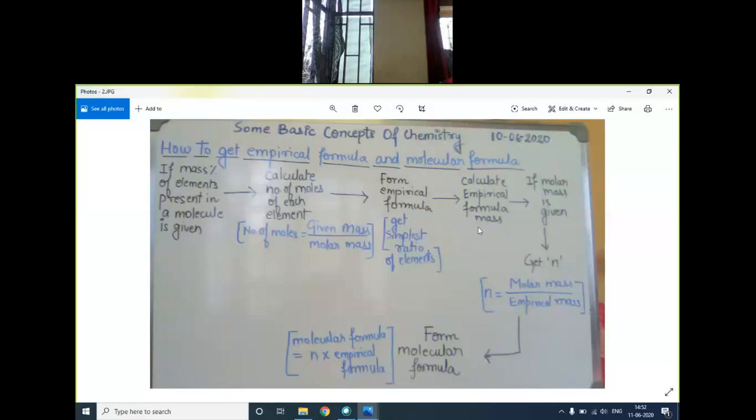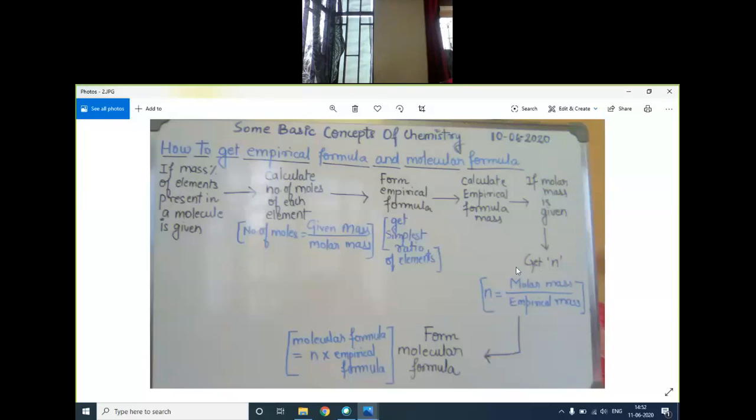After getting empirical formula mass, and given the molar mass of the molecule, using both of these we can easily calculate n. What is n here? n is calculated as molar mass divided by empirical mass. Molar mass we already know, it will be given in the question. Empirical mass we have to calculate from empirical formula.